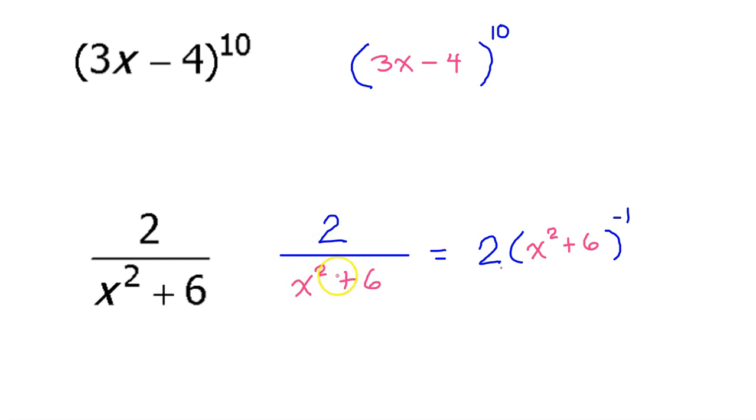To solve a problem like this, the first thing we would do is rewrite it by bringing the denominator up to the same level as the numerator with a -1 exponent. In this form, it's more obvious that we have this inner function x squared plus 6 and then this outer function 2x to the -1 power.